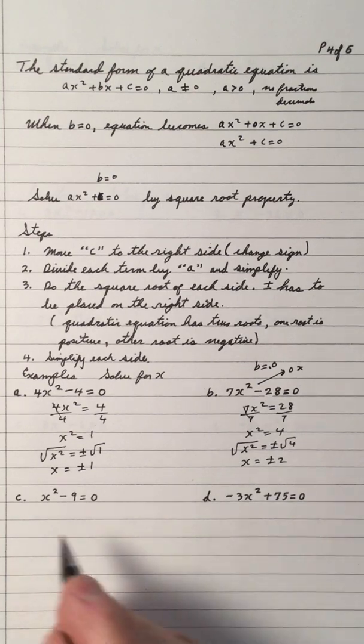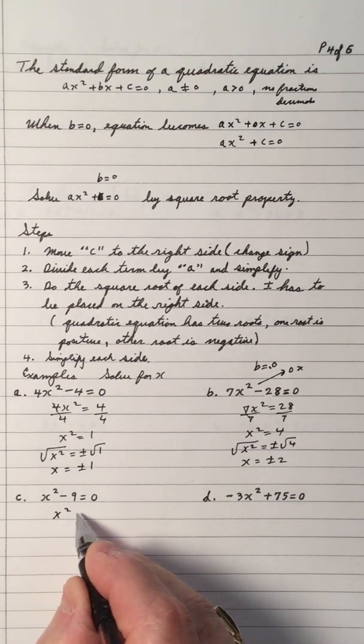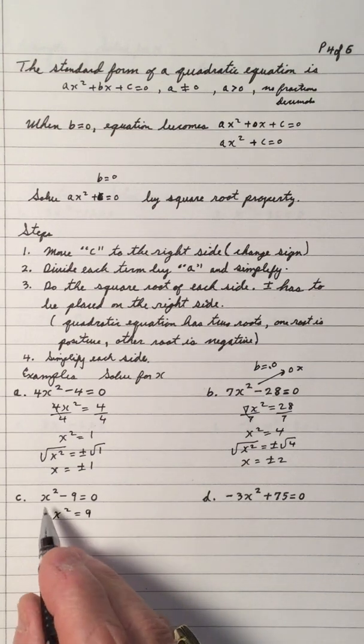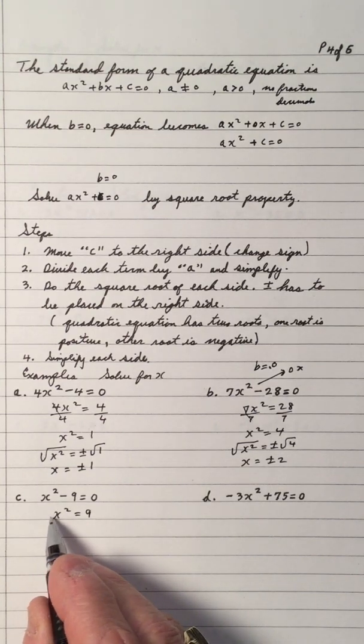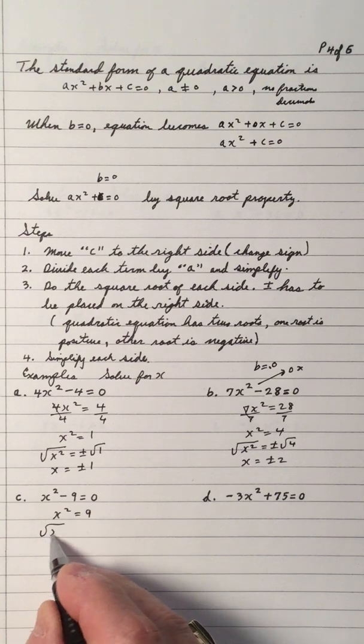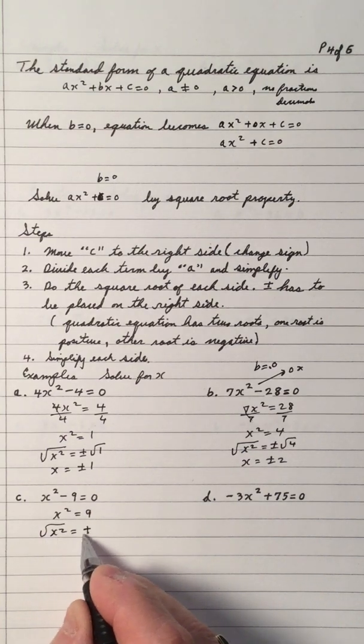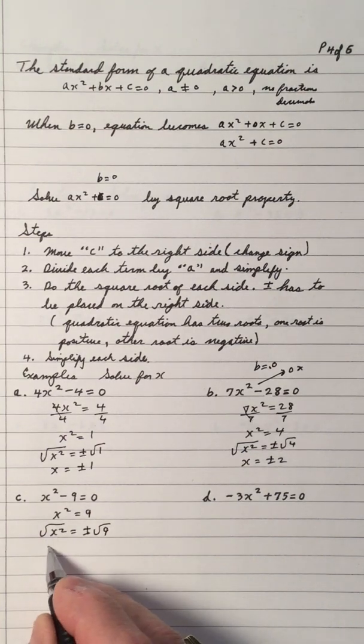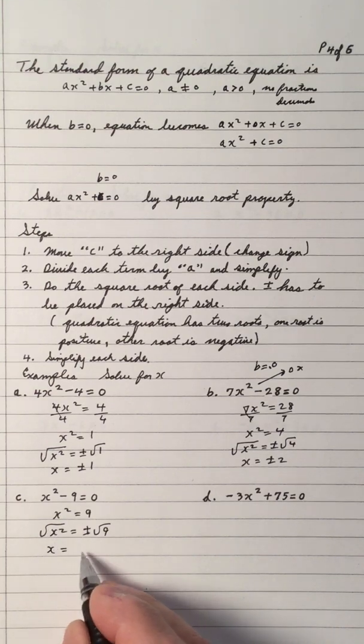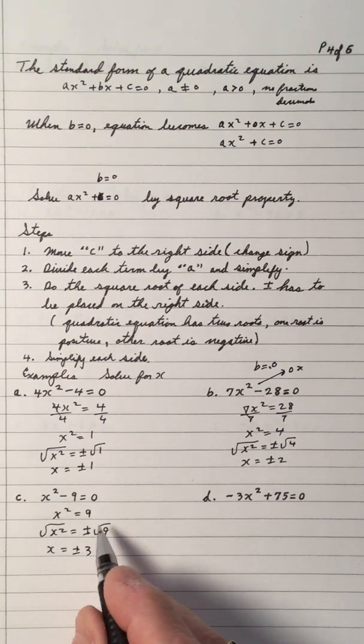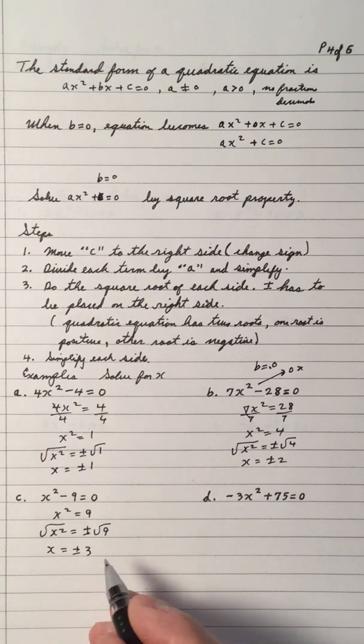C, x squared equals 9. Notice now we don't have to divide because it's already a 1. So the square root of x squared equals plus or minus the square root of 9. X equals, square root of x squared is x, plus minus 3. Again, two answers. One is plus and one is minus.